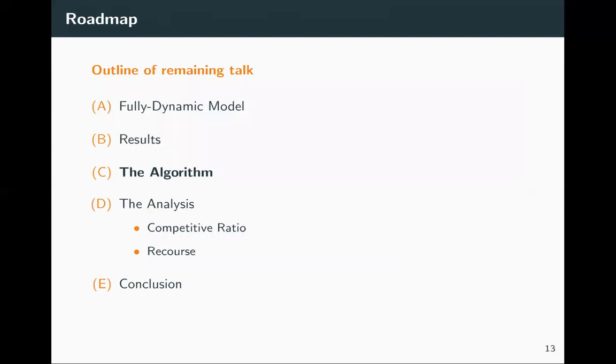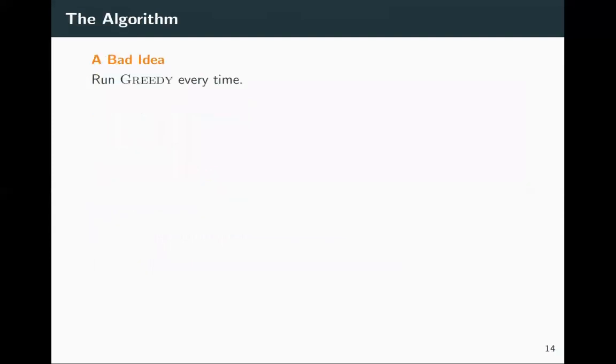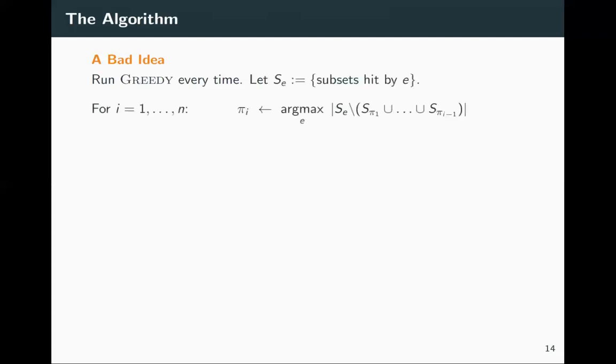All right, let me give you the algorithm. So if I give you this problem, one thing you might try is to run the greedy algorithm at every point in time. What is the greedy algorithm? Let's define S_e to be the subsets hit by e, or the subsets containing the element e. The greedy algorithm repeats for i equals 1 to n the following. Given what it's taken so far, it picks the element that hits the most number of new subsets. That's what this notation is saying.